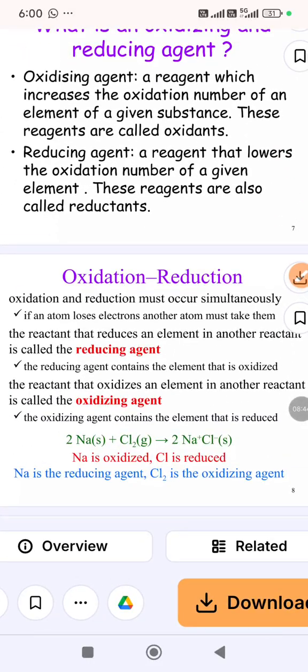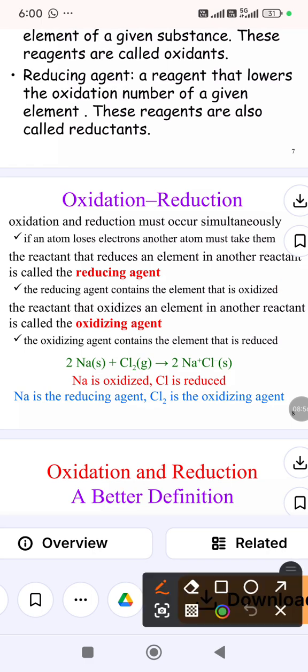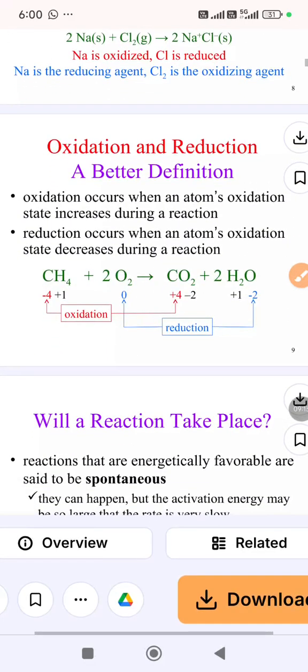So, this we have done. Sodium is oxidized. Cl is reduced. So we can say sodium is the reducing agent. Sodium itself is oxidized; it is acting as a reducing agent. Chlorine itself is reduced, but it is acting as an oxidizing agent. After that, research was done, and it was found that there were reactions in which neither oxygen nor hydrogen is involved, but still oxidation and reduction was taking place. So the terms were further developed and improved.